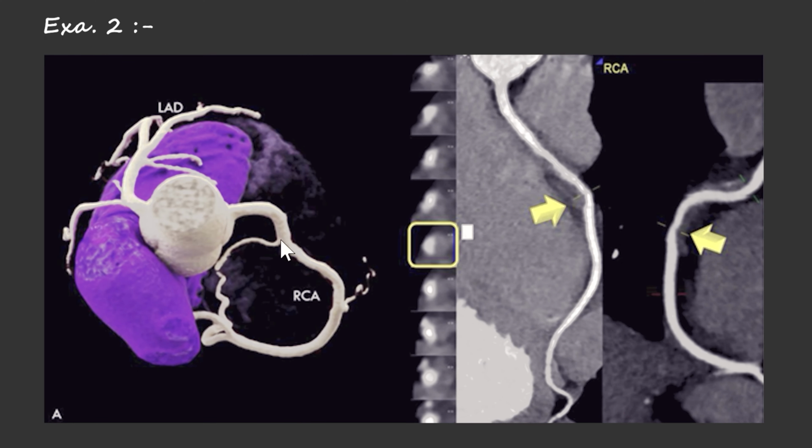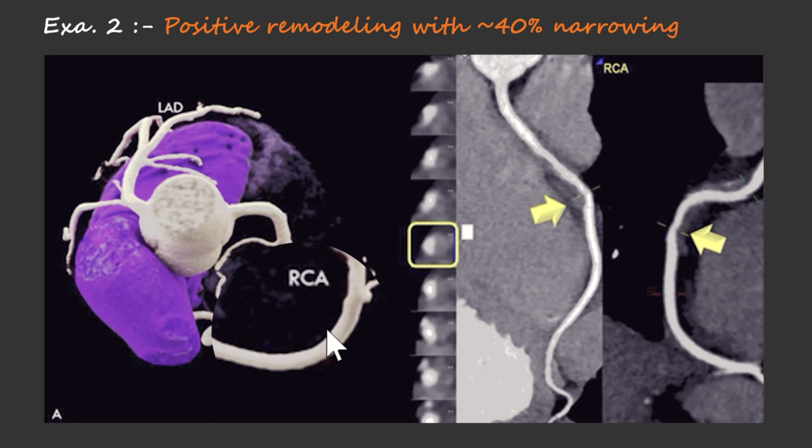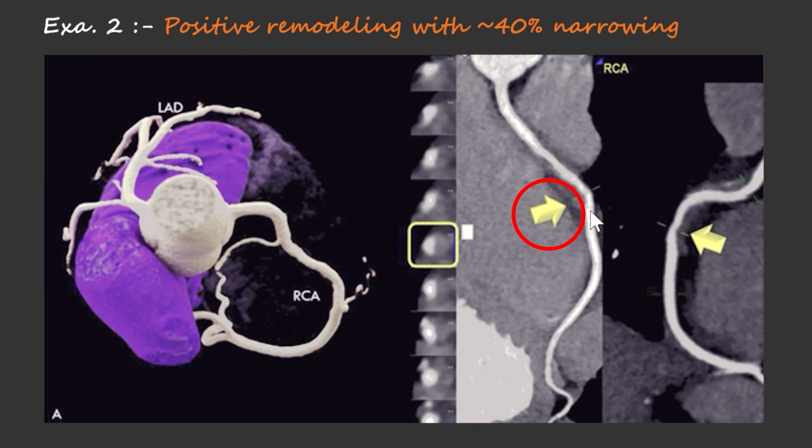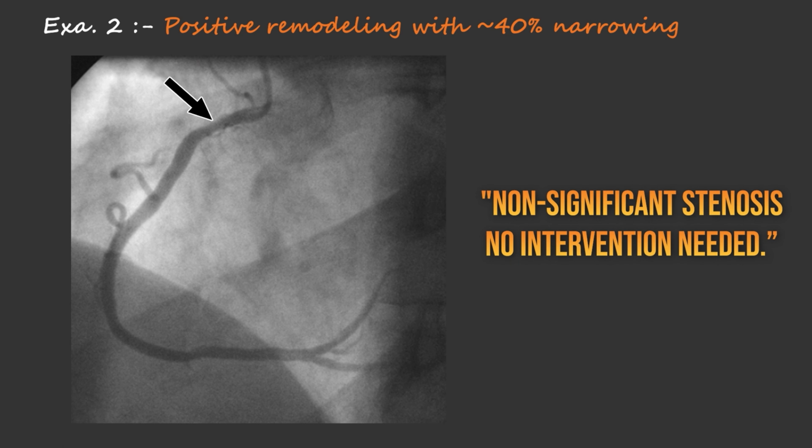Now, let's look at another example, this time of positive remodeling where the narrowing is only about 40%. In this 3D reconstruction on the left, we can see the right coronary artery mapped clearly. The right panel with the yellow arrows highlights a segment that appears only mildly narrowed. If we performed a regular coronary angiography on this patient, the report would likely say non-significant stenosis, no intervention needed. And that's exactly the danger here.